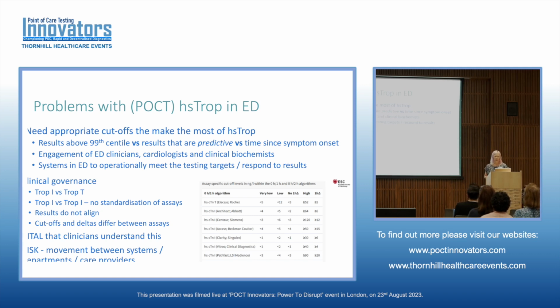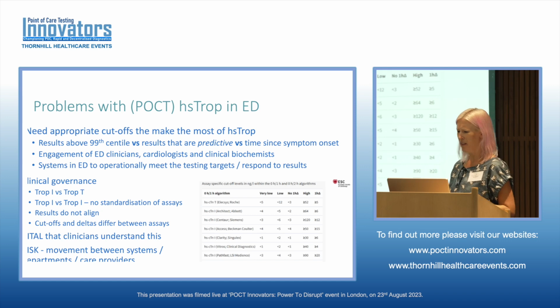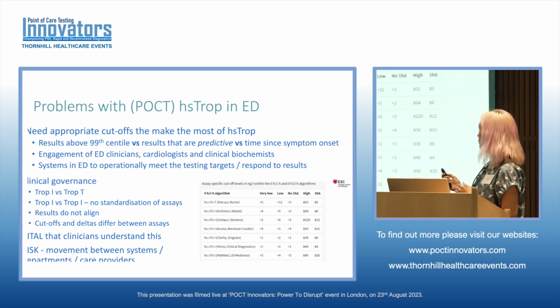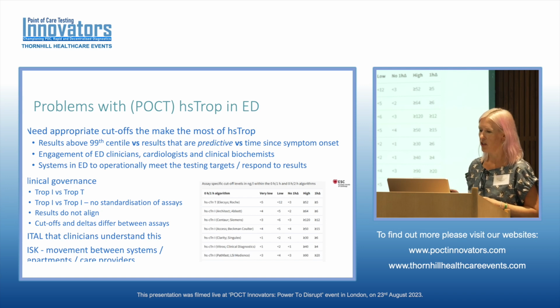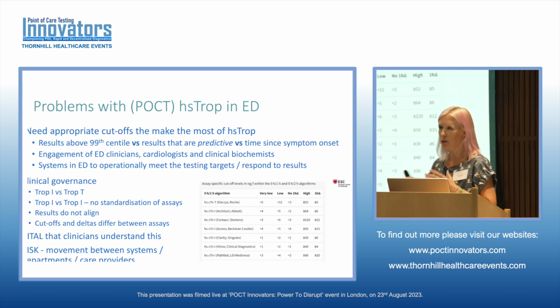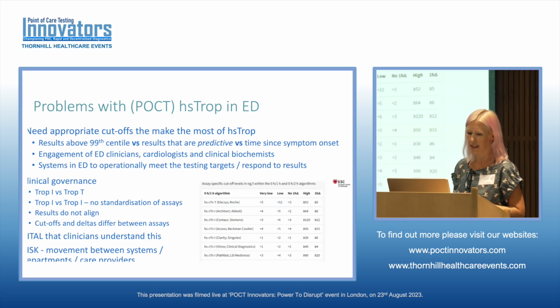Then you've got all your issues around governance, and a big one is, of course, troponin I versus troponin T, and troponin I versus troponin I. There's no standardisation of any troponins at all. So 2 troponin I tests are not equivalent. They're not going to agree. The results are not going to align. And cut-offs and deltas differ between assays. Sorry, that's really small, but this is just a table from the European Society of Cardiology. It shows all the different rule-in, rule-out and delta levels for different assays. It's just to demonstrate that you cannot use the same set of cut-offs for different assays. It's really important that clinicians understand this.